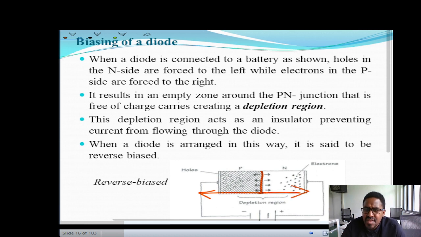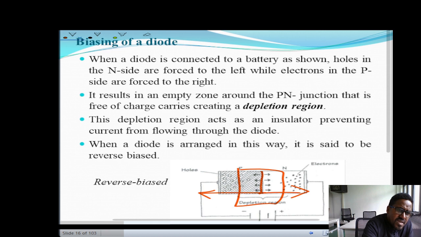side. The result is an empty zone around the p-n junction that is free of charge carriers, creating a depletion region. That is high resistance created in this p-n junction. So this depletion region acts as an insulator, preventing current from flowing through the diode. This arrangement we call reverse biased.